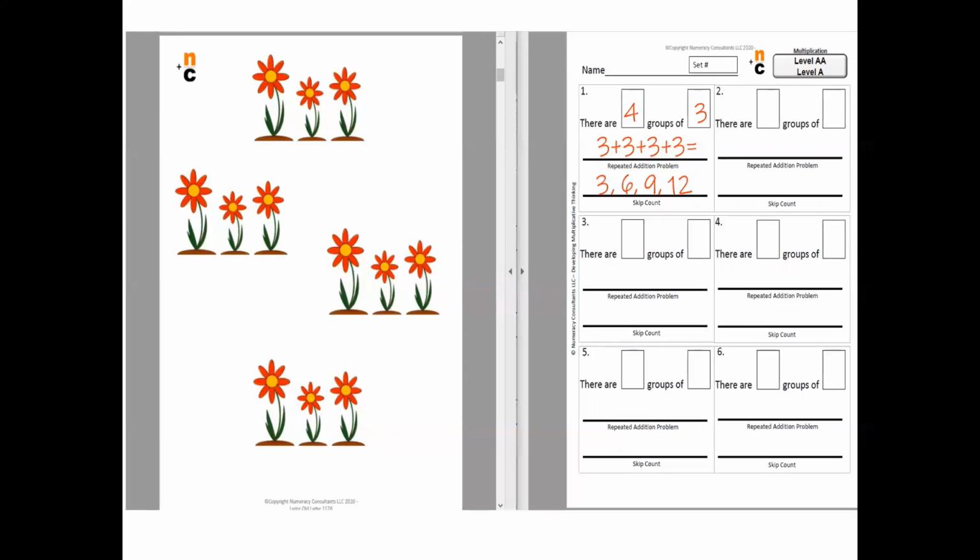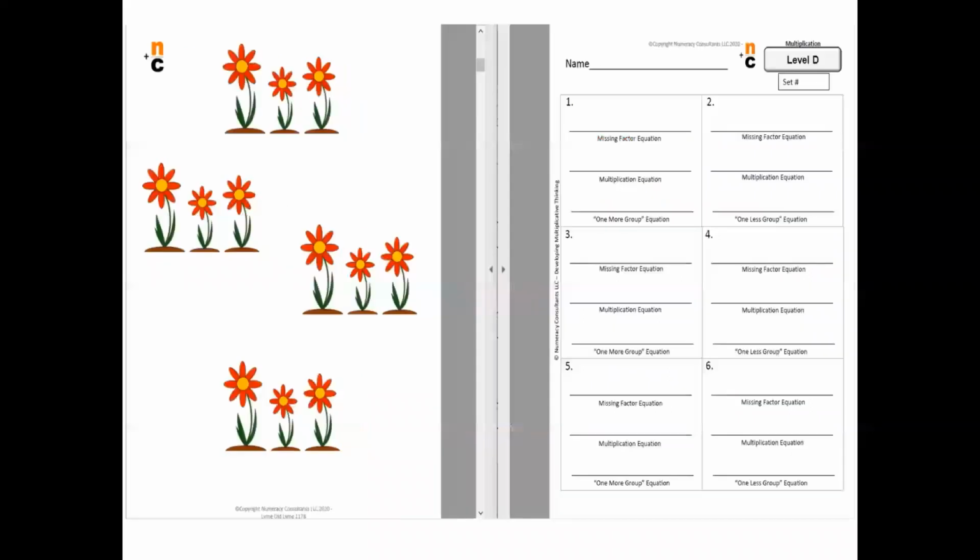So now we're going to take a look at this. This is the same exact problem, but take a look. The answer sheet has been changed to a student who scored at a level D. So we're asking them to do completely different things. For level A, the whole goal was to look at it in groups. Now, if you take a look at level D, we're doing a lot more.